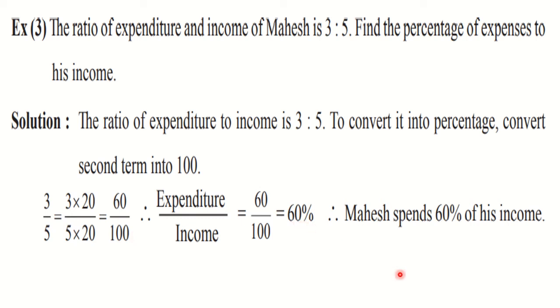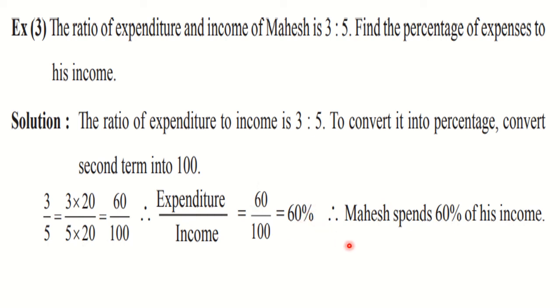From that we can say that Mahesh spent 60% of his income, or the percentage of expenses is 60%. Always keep in mind, whenever you want to find the percentage, you have to make the second quantity 100. Or the second method: whatever ratio you have, 3 upon 5, multiply by 100. 3 upon 5 into 100 gives 300 upon 5.